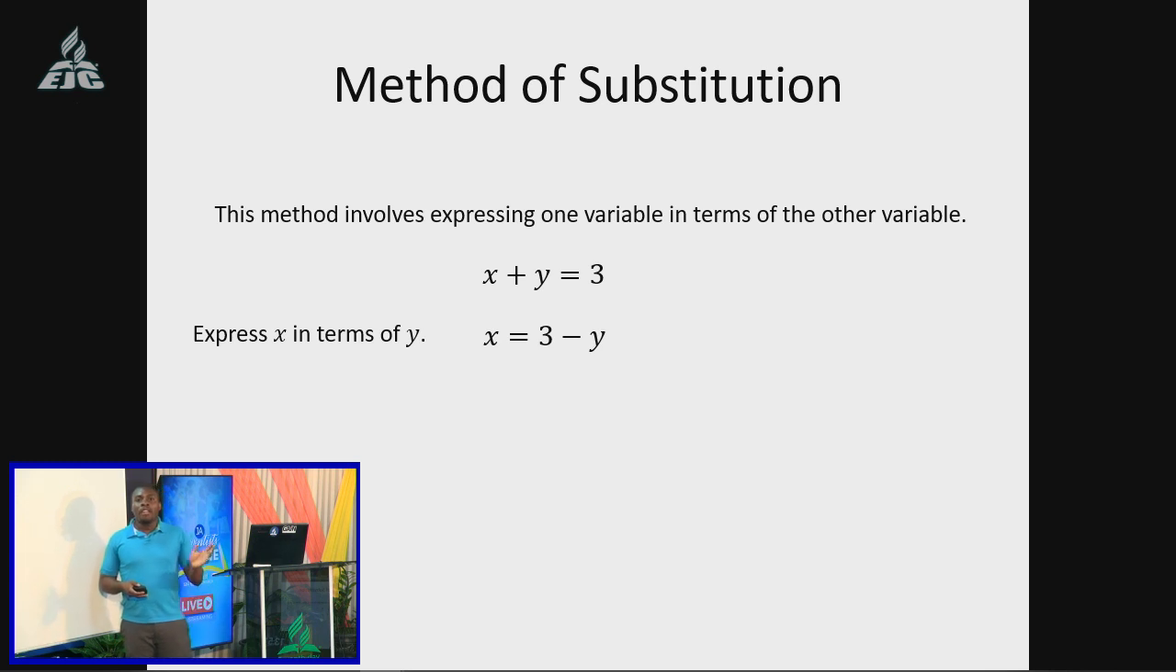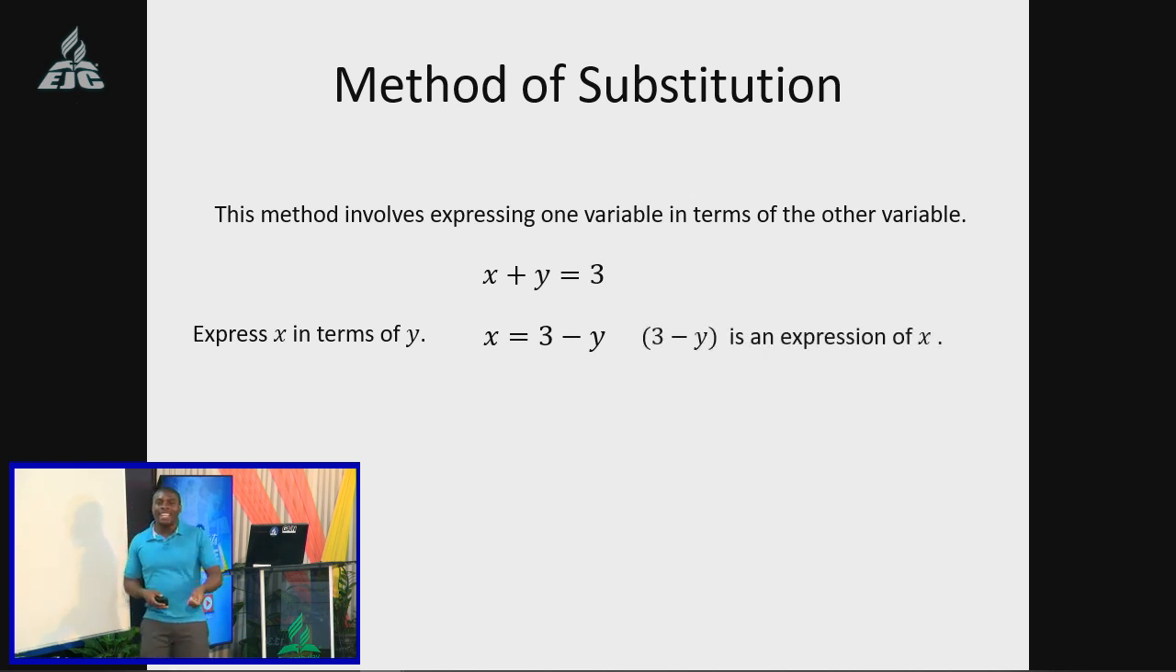And so all the other terms are transposed to the right-hand side of the equation. So in this case, we're saying that x is equal to 3 minus y. In other words, x is being represented by the variable y. And so we say that 3 minus y is an expression of x. Why? Because that is what x is equal to. 3 minus y. So if we're going to express x in terms of y, we simply ensure that we have x as a subject and y transposed to the other side of the equation.